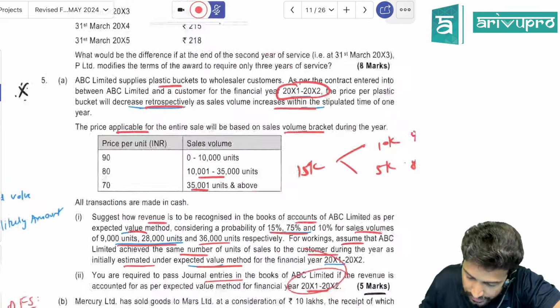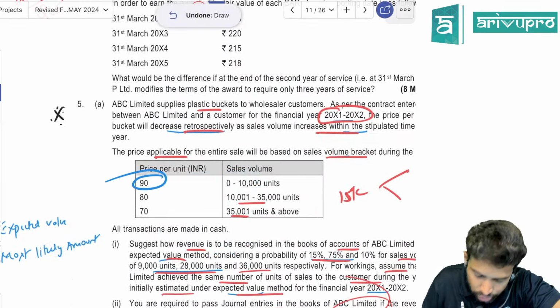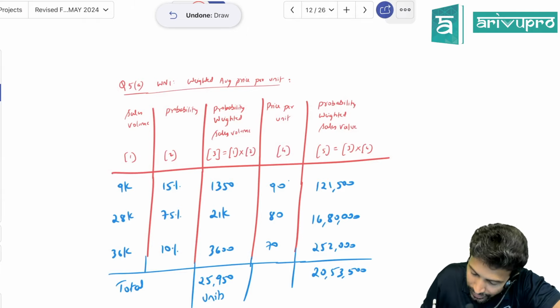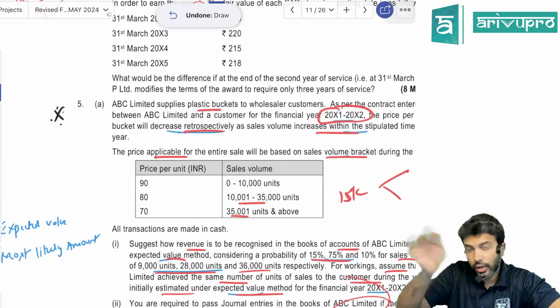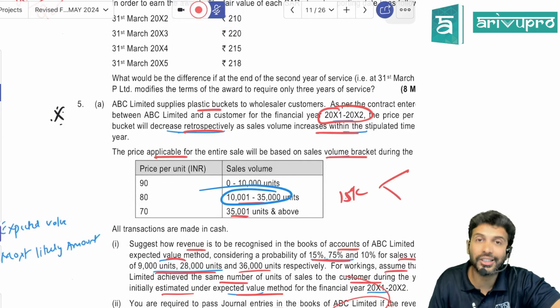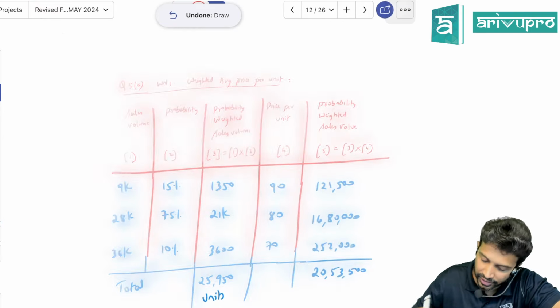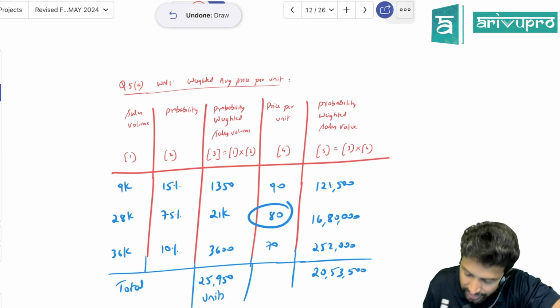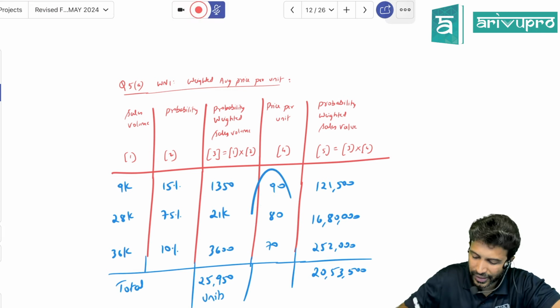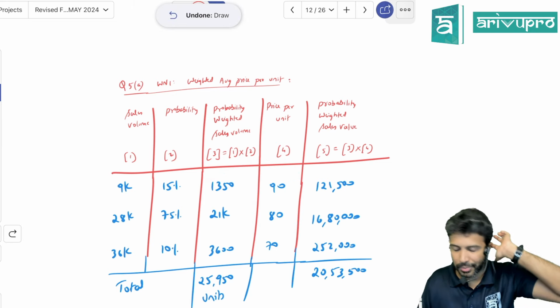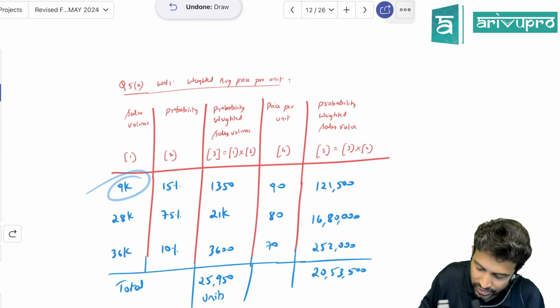1350 comes in the first category. 0 to 10,000 is the first category, no? So for 1350 units, the price is 90. Next is 21,000. If the total units is 21,000, it comes in this category, and for this category the price is 80. If the total units purchased is 21,000, the price will be 80. Next, 70. Basically it's the price, not the category, sorry, my bad. For this unit, the price was 90.